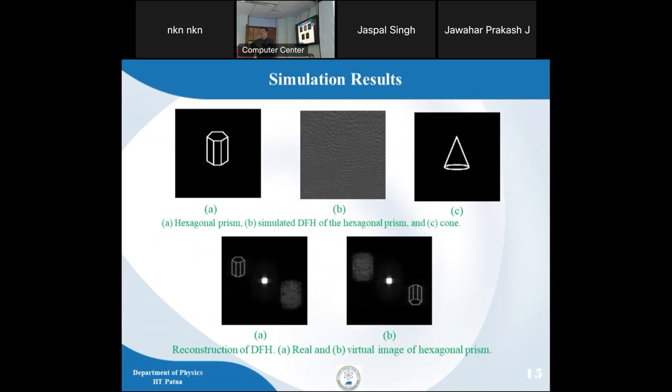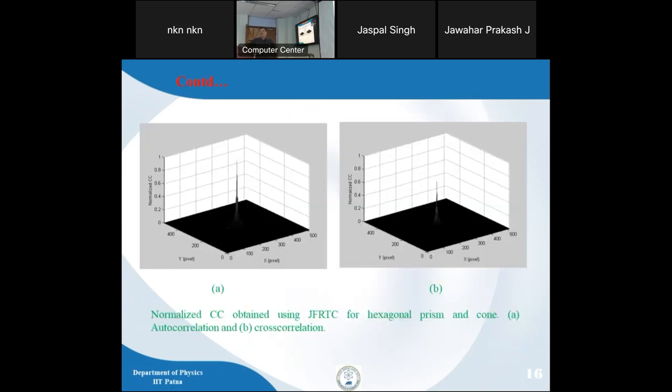Let me show you something, guys. So some 3D objects we have made here. This is the hexagonal prism, and this is the simulated DFS of the hexagonal prism, and this is a cone. So we are matching this with these two. If you want to do the normal reconstruction in the JTC, you can do the normal reconstruction as well, like digital holography. This is what you will obtain. So you will have the zero order and the two orders. Exactly the same way you calculate the digital order. But we have to apply it for matching.